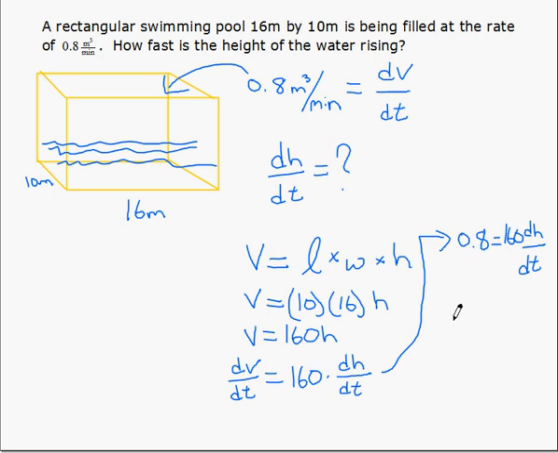And if we divide by 160, we get 0.8 over 160 equals dH dt, or dH dt equals 0.005 meters per minute.